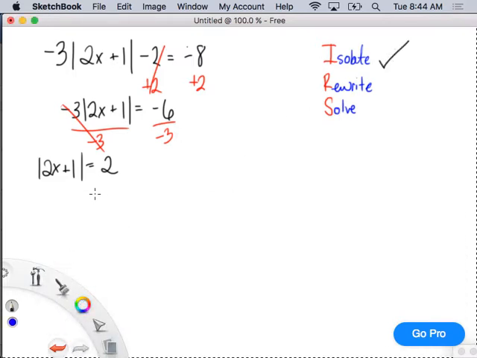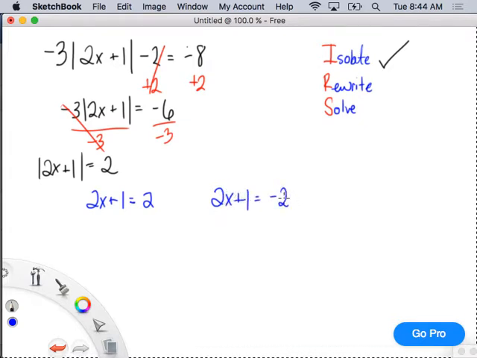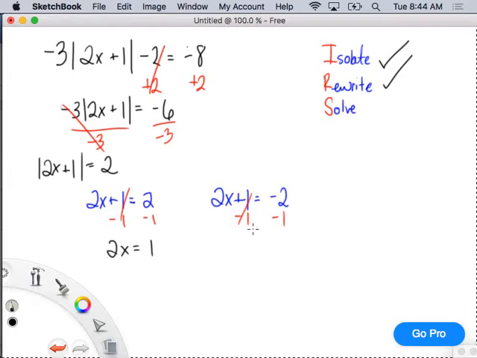Now I rewrite. Drop the absolute value, 2x plus 1 equals 2. And 2x plus 1 equals negative 2. Okay, I've now completed my rewrite process, and now I solve for x. Subtract 1 from both sides of both equations. 2x equals 1, 2x equals negative 3. Divide both sides by 2.